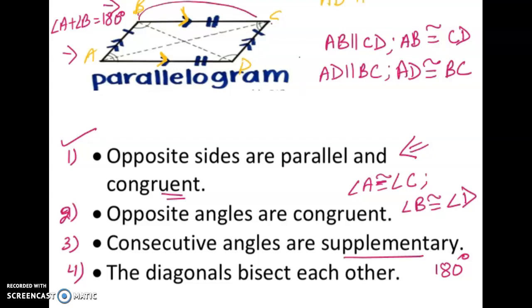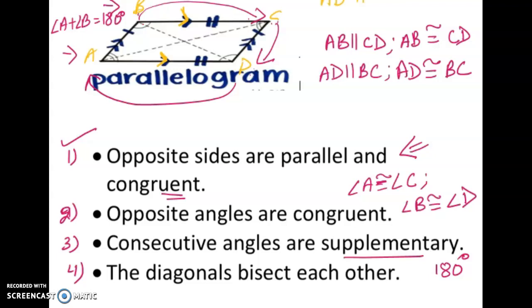After B, it is C. So B plus C will also be supplementary. Same thing goes with C and D. D comes after C. If I go clockwise, C and D are also supplementary because they are consecutive. And D and A are also supplementary.